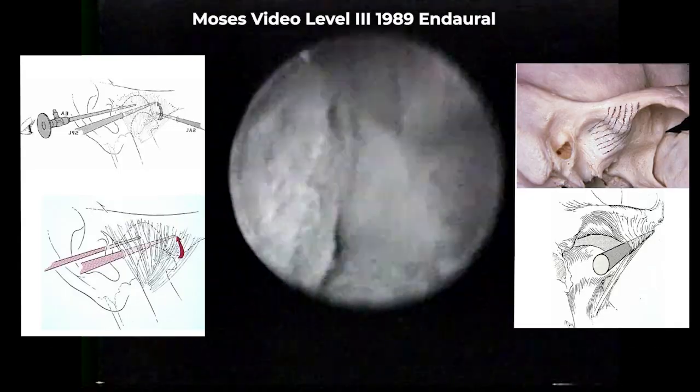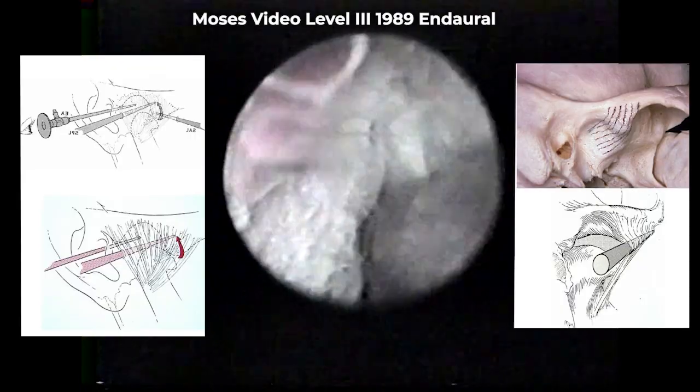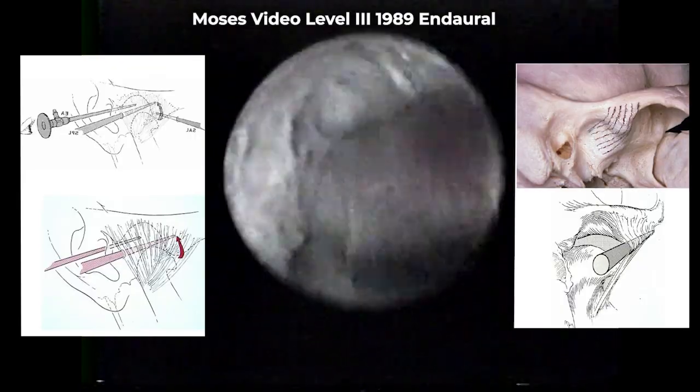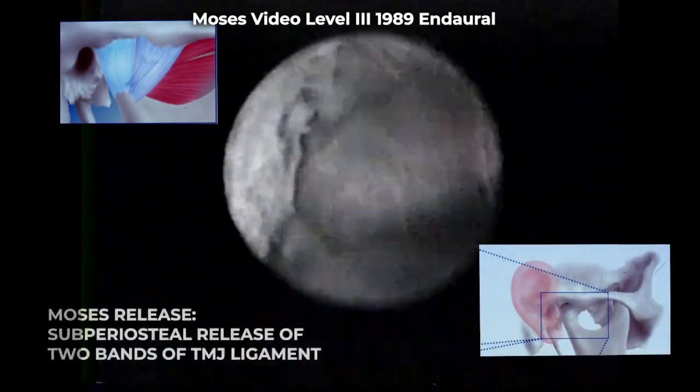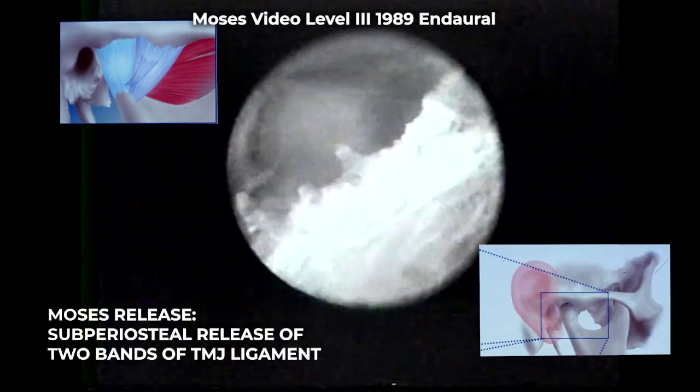The blunt probe is rubbing along the lateral surface of the articular tubercle at this point and is seen freeing up the lateral capsule from its structure.